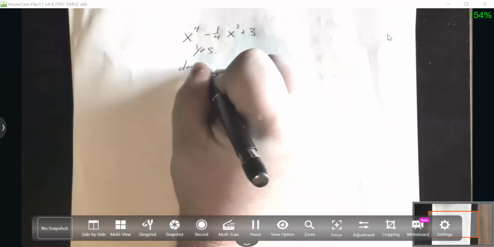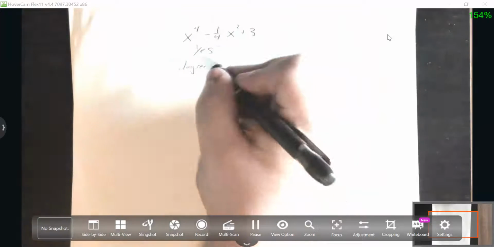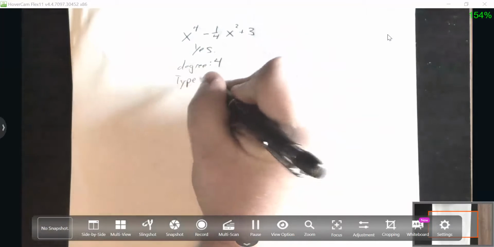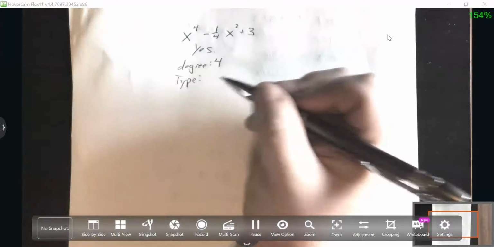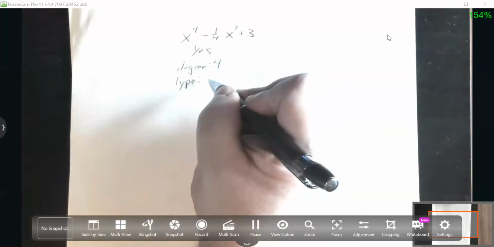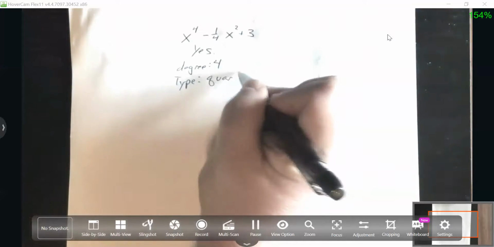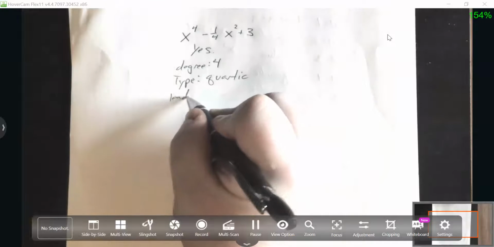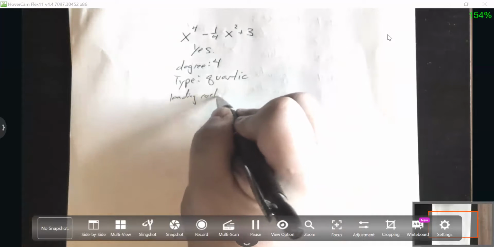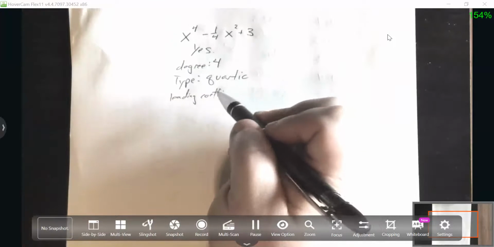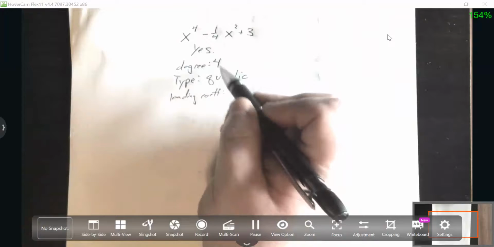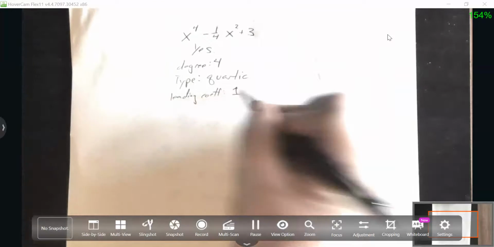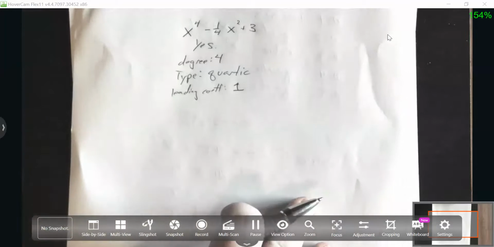If it's a polynomial, we can then take a look at the degree. So the degree being the highest power, this is a 4. Type is just those matching fancy names from our previous chart. So a power of 4 is a quartic. Our leading coefficient is going to be the coefficient in front of the one with the degree 4. So this is a 1x to the 4th. So our leading coefficient is just 1.